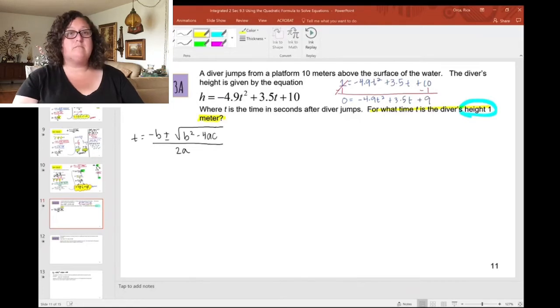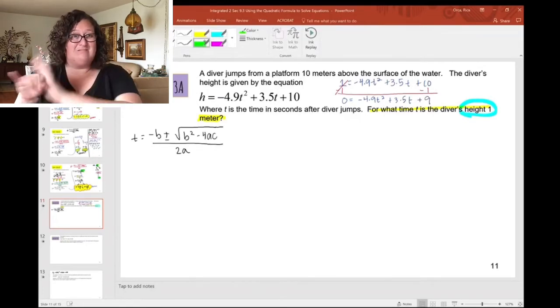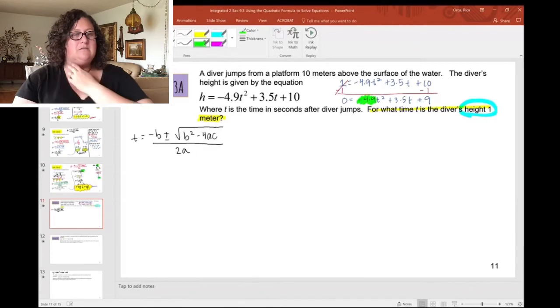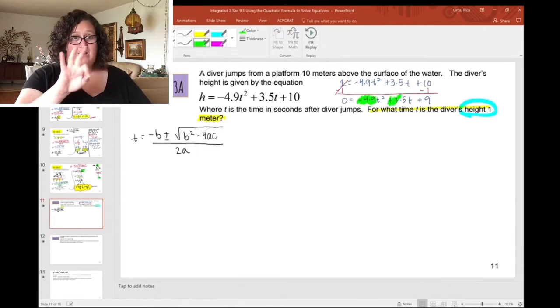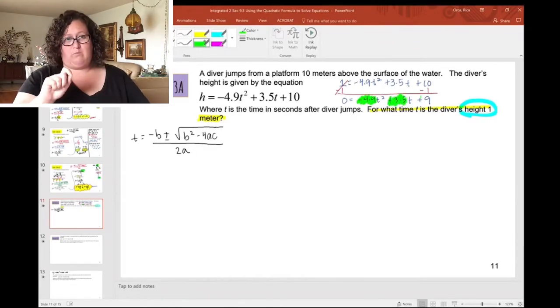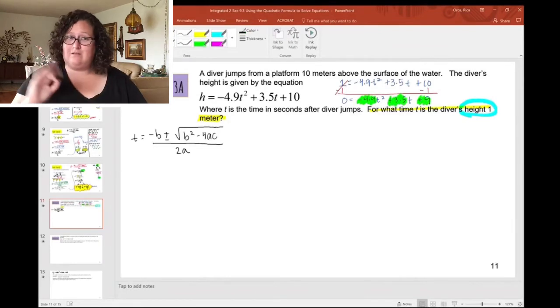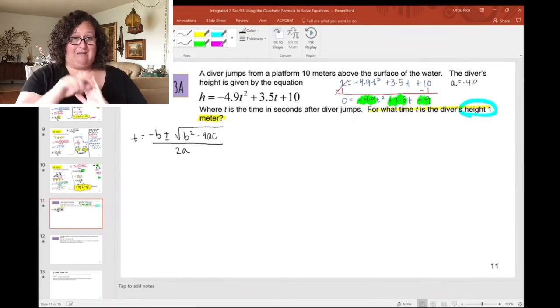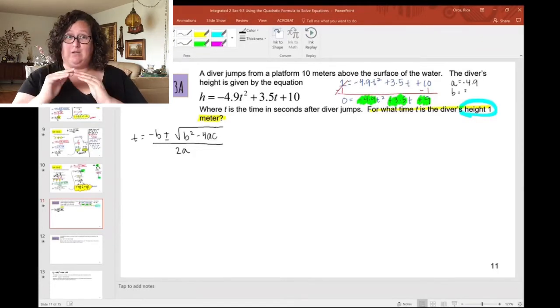So class, now we need to identify a, b, and c. A is negative 4.9, b is 3.5, and c is 9. So a is negative 4.9, b is 3.5, and c is 9. Now let's take those values and plug them into our quadratic formula.